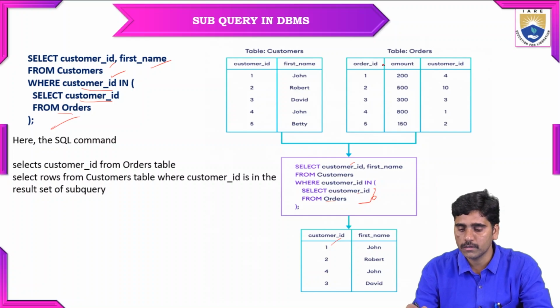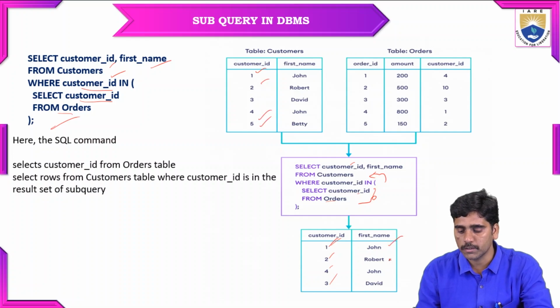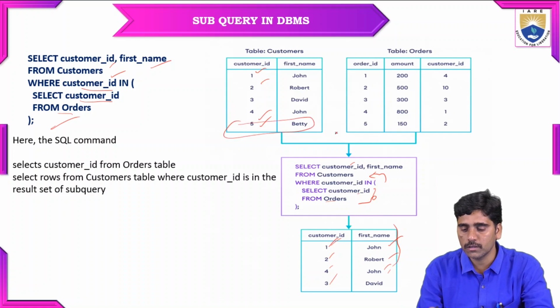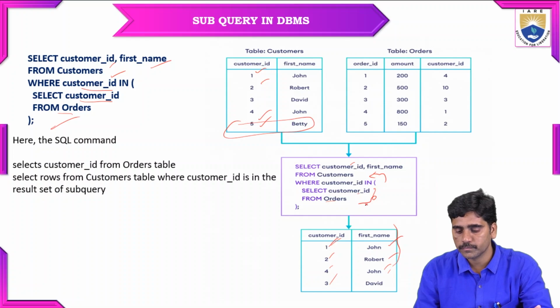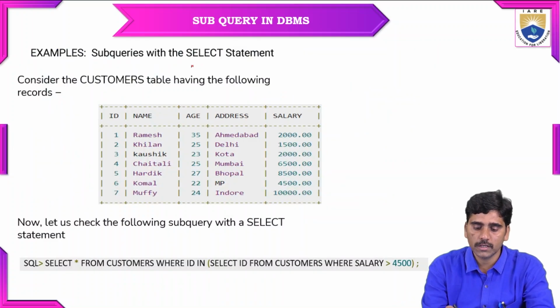The customer IDs from orders display as 1, 2, 4, 5, 1, 2, 3, 4, 1, 2, 4, 3. It then checks whether each is in the main table, the customers table. Whoever has the values 1, 2, 4, 3 in the customers table will automatically be displayed: John, Robert, John, David. Customer 5, Betty, is not available in this condition, so it does not display.